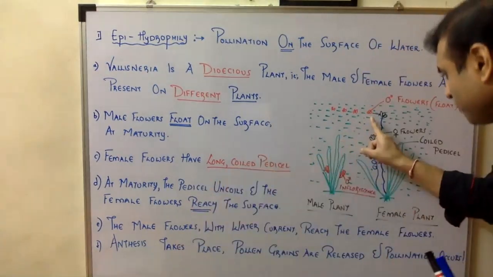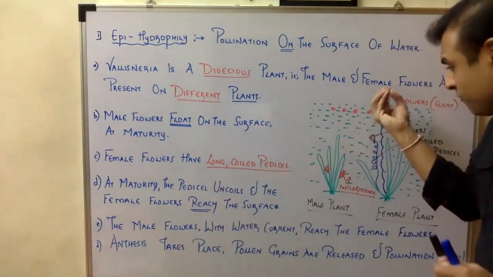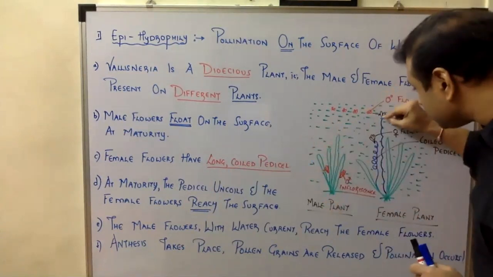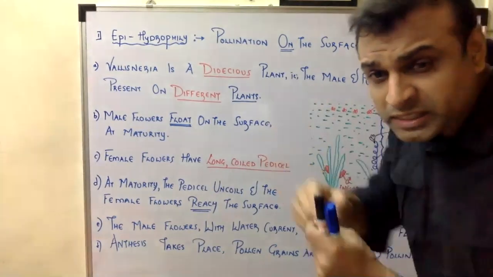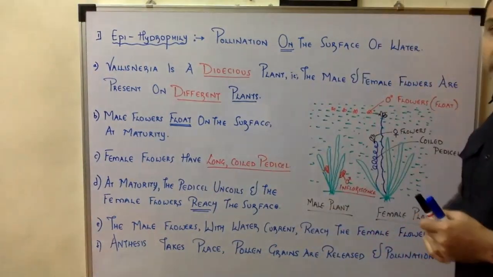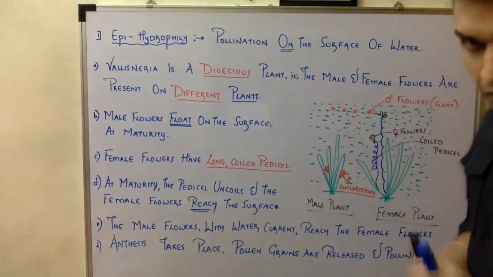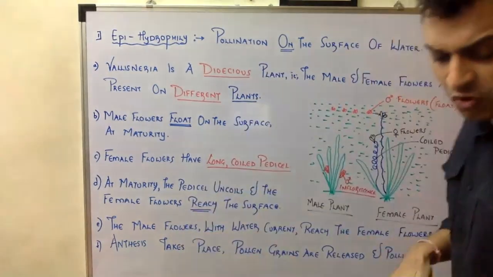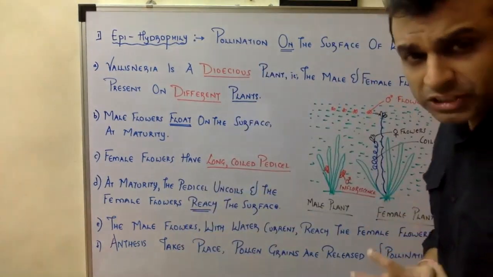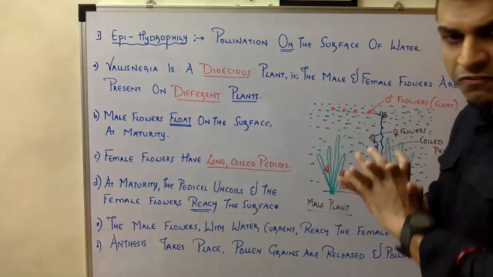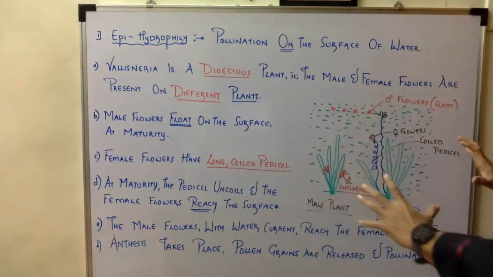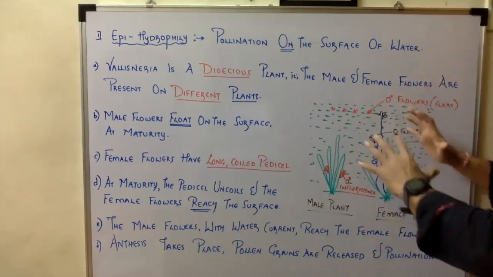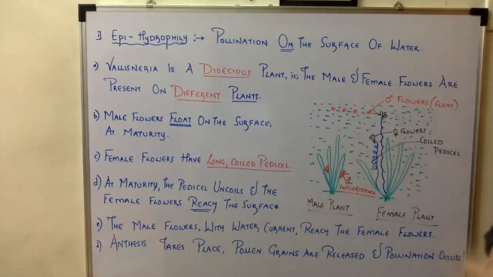Now as soon as it reaches the female, that flower opens, releasing the pollen grains. These pollen grains coil around the stigma, okay, and they perform the pollination. So as the pollination is occurring on the surface of water, we call this pollination as epihydrophily. Okay, remember this. This is a very beautiful and important example for understanding epihydrophily.